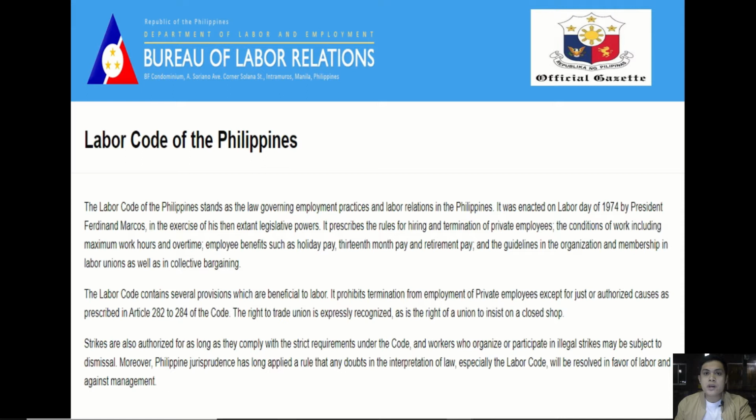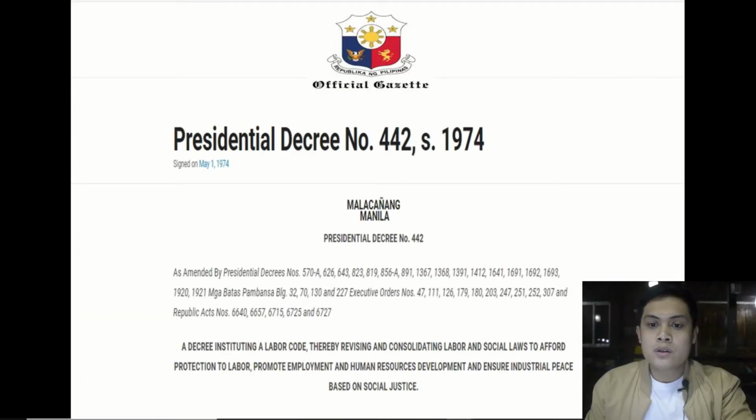The Labor Code of the Philippines stands as the law governing employment practices and labor relations in the Philippines. It was enacted on Labor Day of 1974 by former President Ferdinand Marcos. This presidential decree played a huge role in shaping the employment world today. Prior to 1974, there were laws about labor, but they were not well defined, unlike the Labor Code, which is the ground of the general labor standards of the Department of Labor and Employment today.